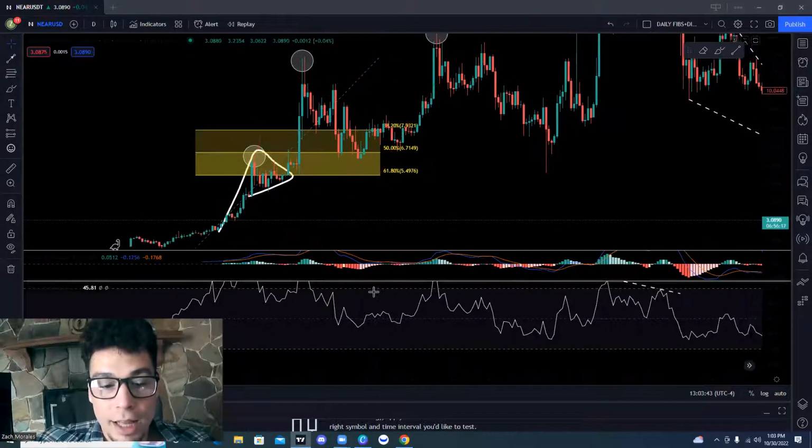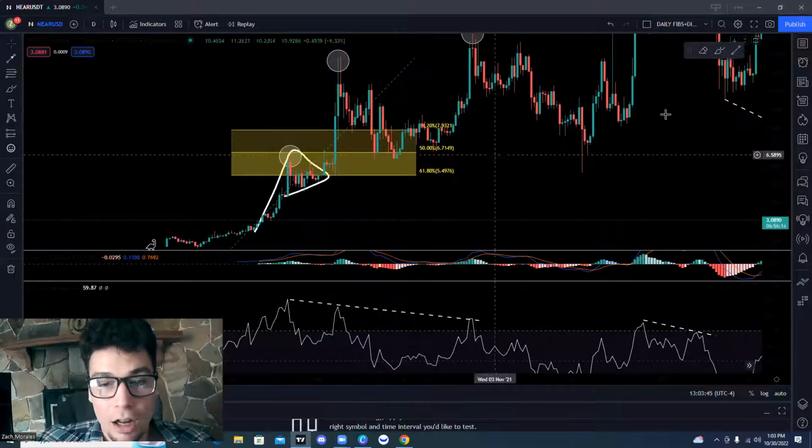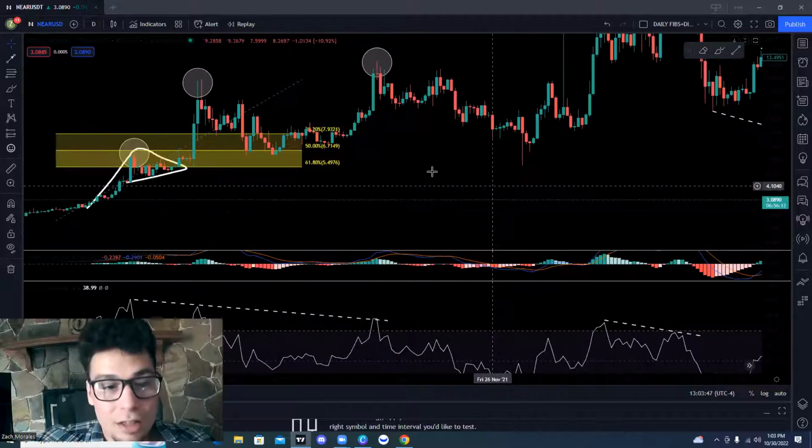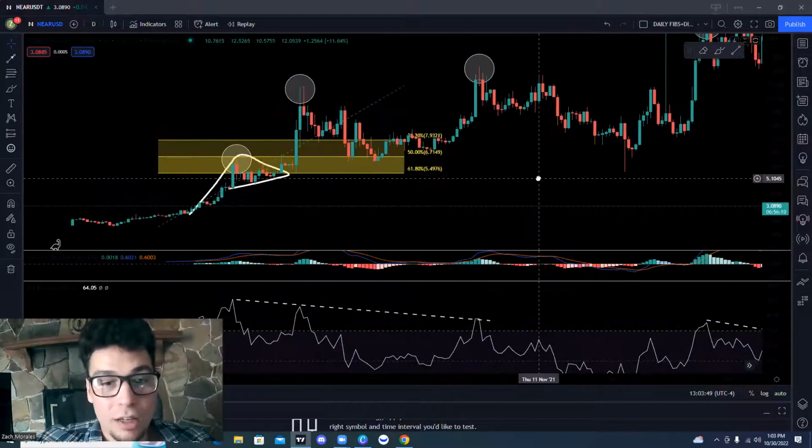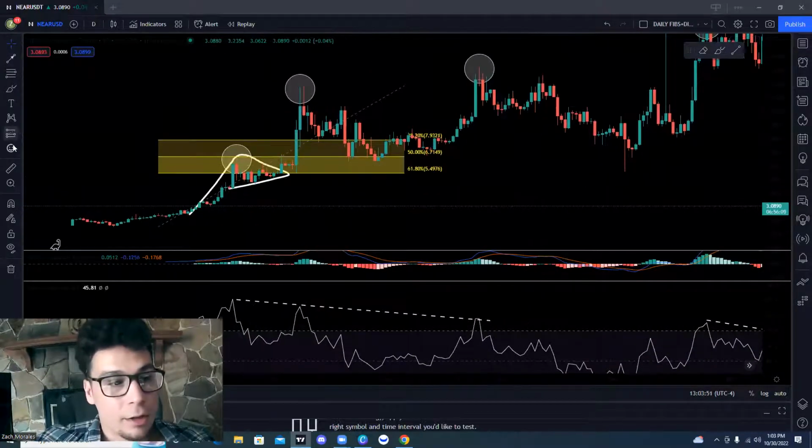Now, I want to highlight how there's some divergence here, and we can go over the examples and how this could have saved you between 40 and 50% losses, okay?